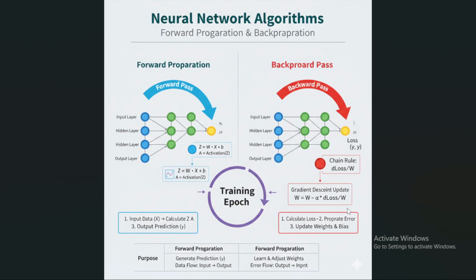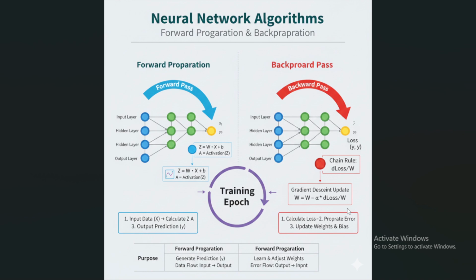Forward propagation is the process of passing input data through the network to get a prediction. Mathematical process for each layer: linear transformation, z = W · a + b, where W is the weight matrix for the layer, a(l-1) is the activation from the previous layer, b is the bias vector for the layer, and z is the pre-activation value. Activation function: a = g(z), where g is the activation function, ReLU, Sigmoid, Tanh, etc.